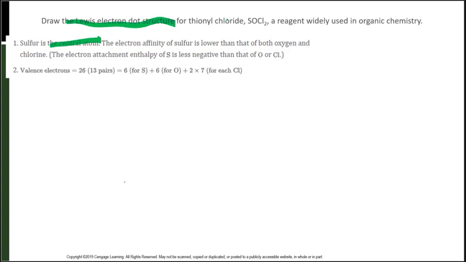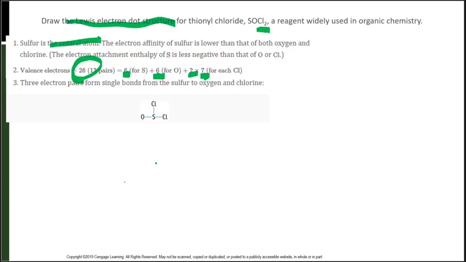Let's do our valence electron count. Sulfur has 6 electrons and there's only 1 of them. Oxygen has 6 electrons and there's 1 of them. And there are 2 chlorines, so 2 times 7 valence electrons for each chlorine. So there should be 26 electrons in this compound. We've got our S as our middle atom, and then an O and 2 Cl's. Again, it doesn't matter if you had S, O, Cl, Cl. Doesn't matter how that's arranged.